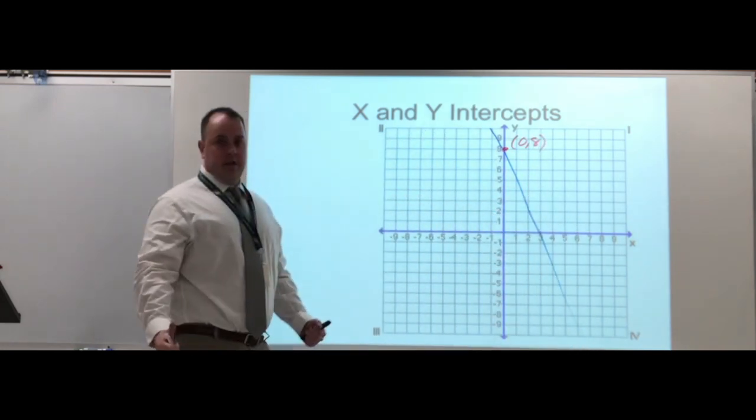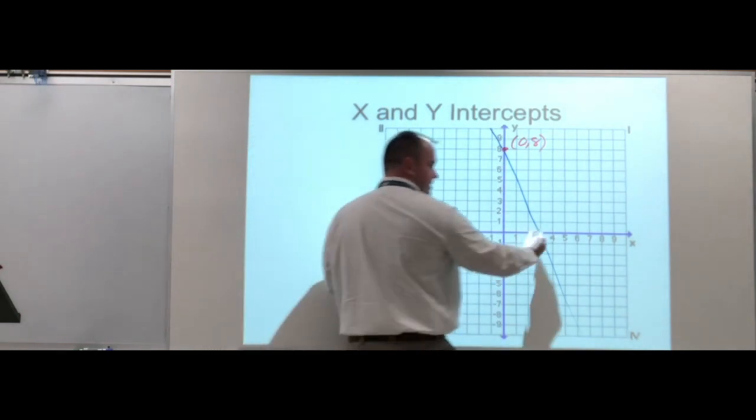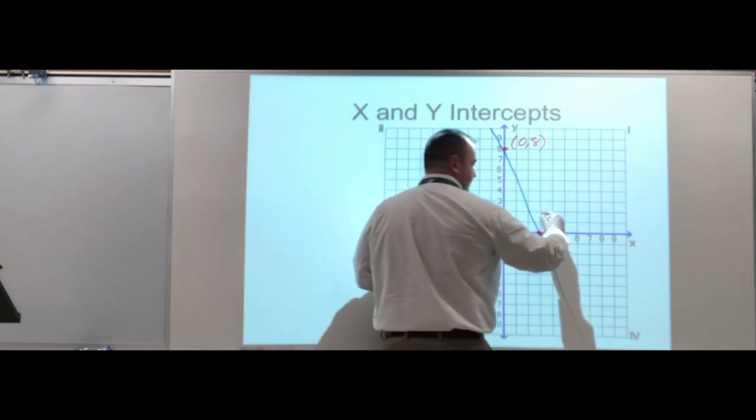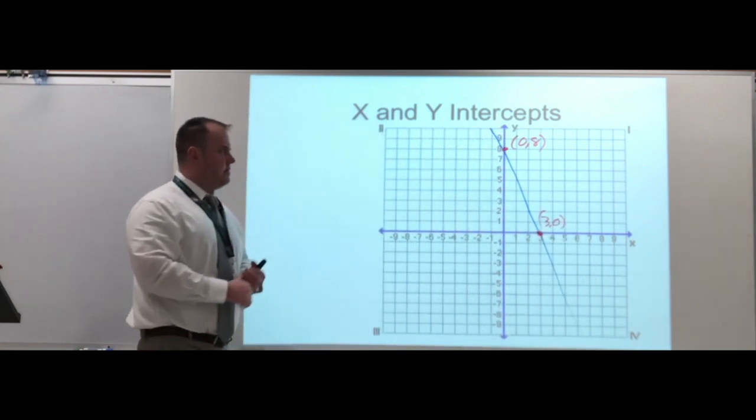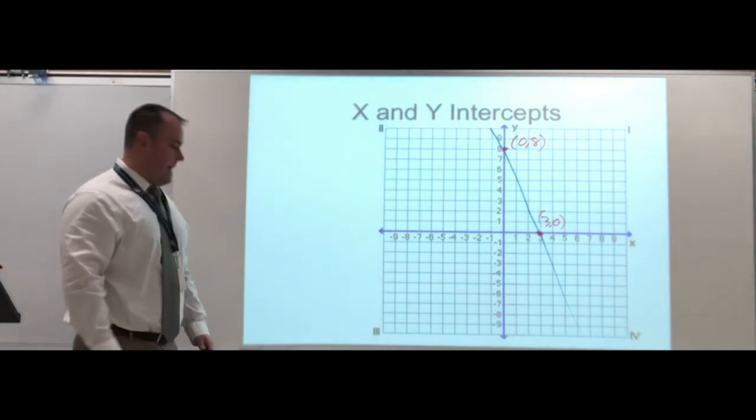Okay? Now the x-intercept is the same thing, but it's on the x-axis. So now we're looking at this point right about there. Now that would be (3, 0). Okay, so there's our x and y intercept there. So look at a graph, just identify where it's crossing the axes.